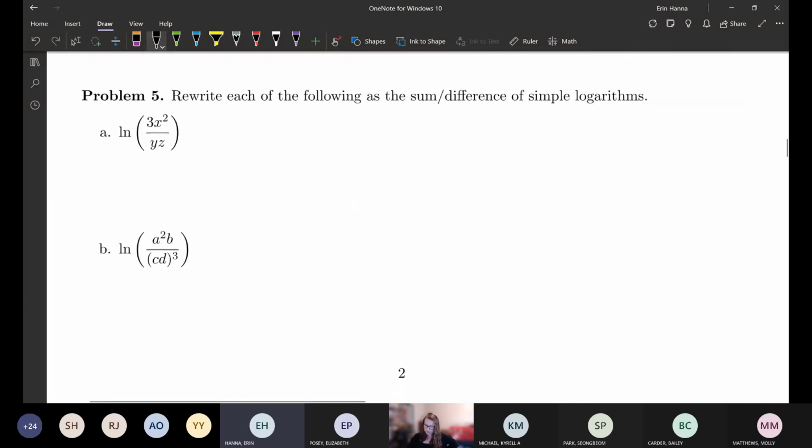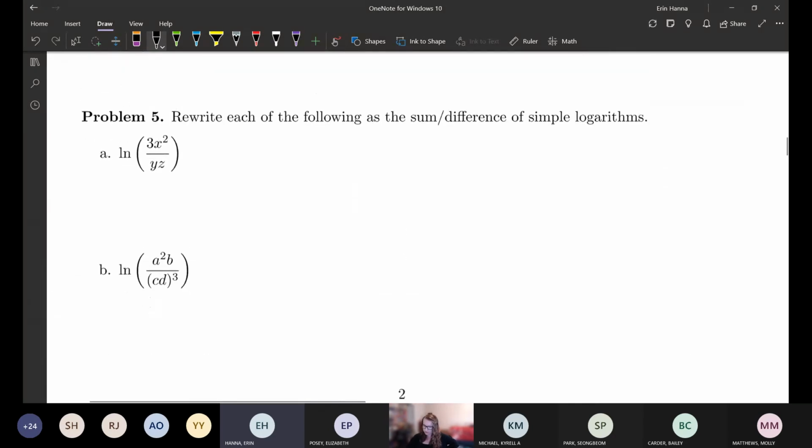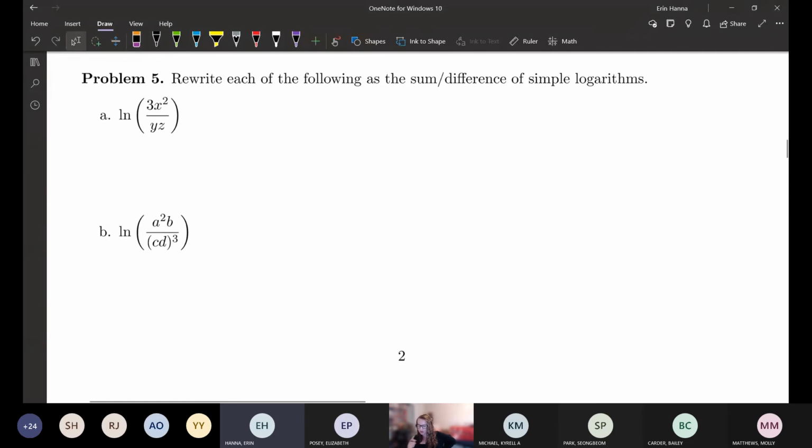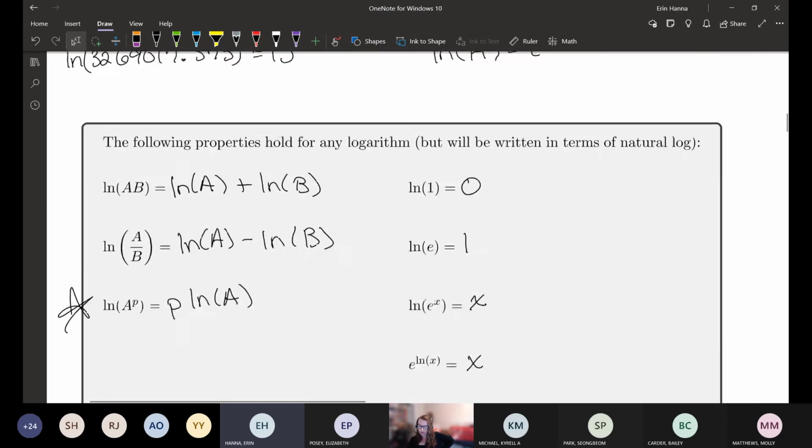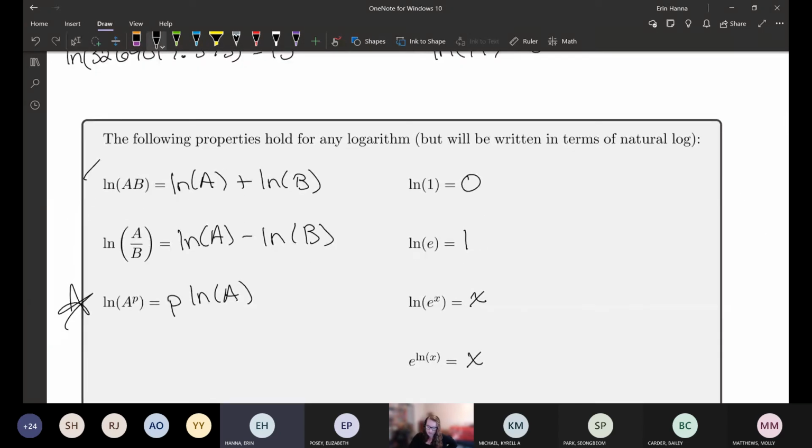We've got 2 more problems that have 1 or 2 parts to them each. Rewrite the following as a sum or difference using simple logarithms. So essentially these are using those properties. We're going to use these first 2, and the last one. We're going to use these 3 to rewrite these.